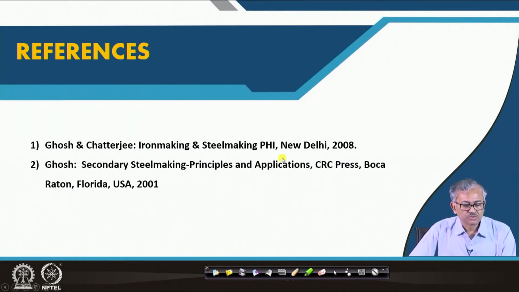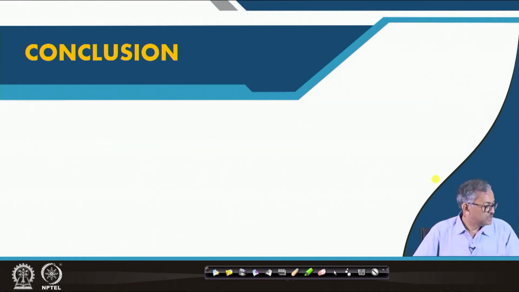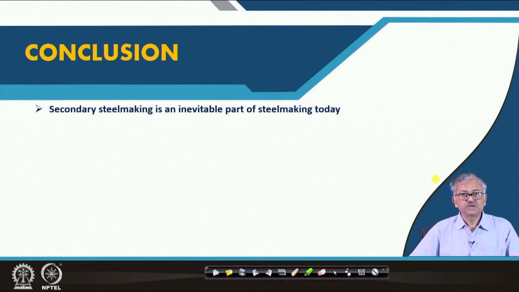Okay. So now these are the two references. Now we have come to the conclusion. In these two lectures we have discussed basically the importance of secondary steel making as well as deoxidation and its thermodynamics, kinetics and deoxidation practice. So we are making a consolidated conclusion for these two lectures. In the first lecture we talked about how secondary steel making is an inevitable part of steel making today.